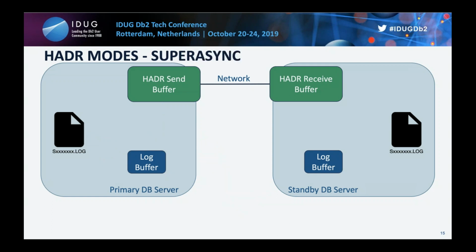And then finally, the final HADR mode is super async. In this mode, when a commit comes in, the log buffer will be written out to disk, and then the commit will be considered successful. So notice that processing is exactly the same as what we see without HADR involved. So super async is the method where there should be no performance impact from HADR. But there's also no guarantee, there's no peer state, so we don't know for sure if our standby is exactly in sync or not.